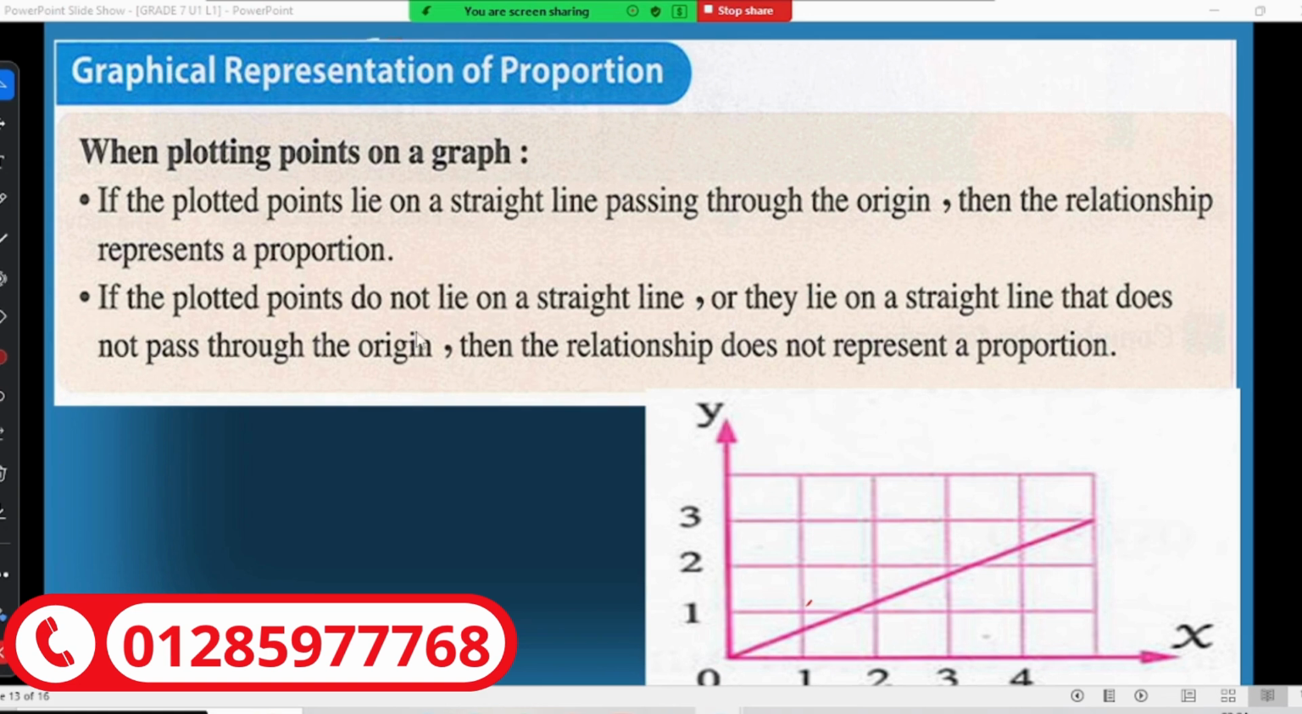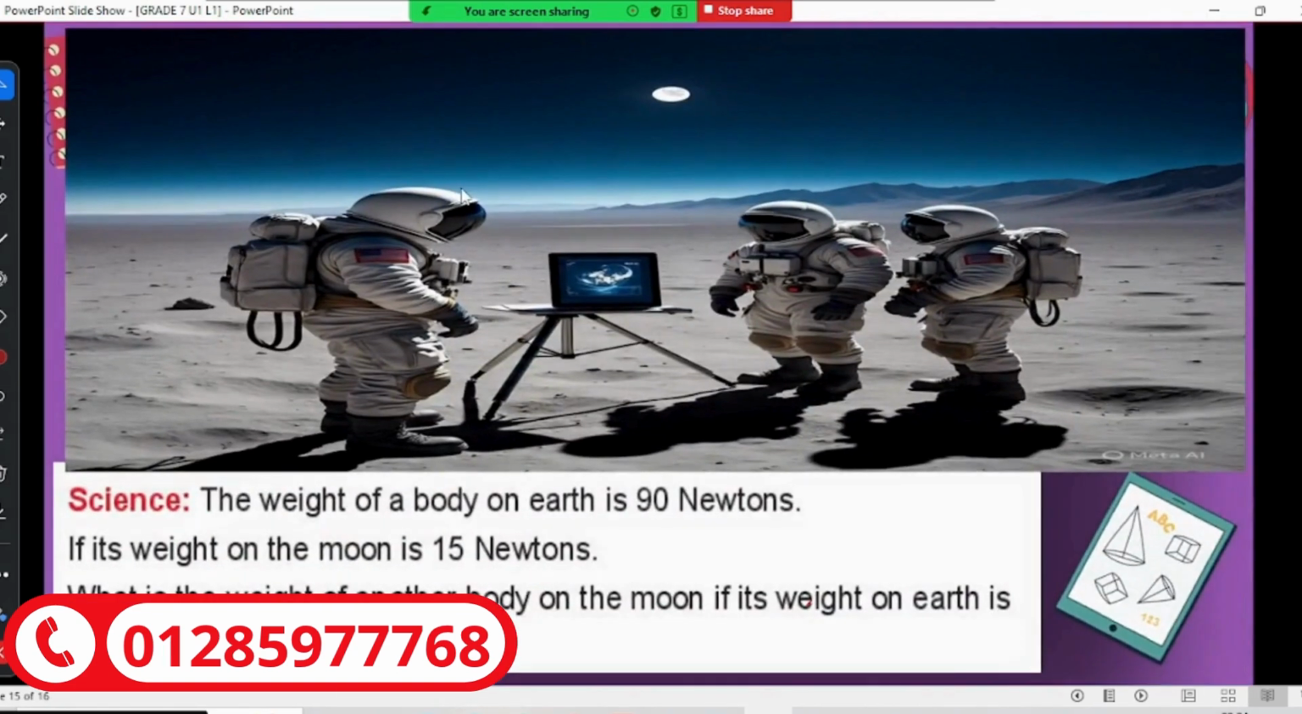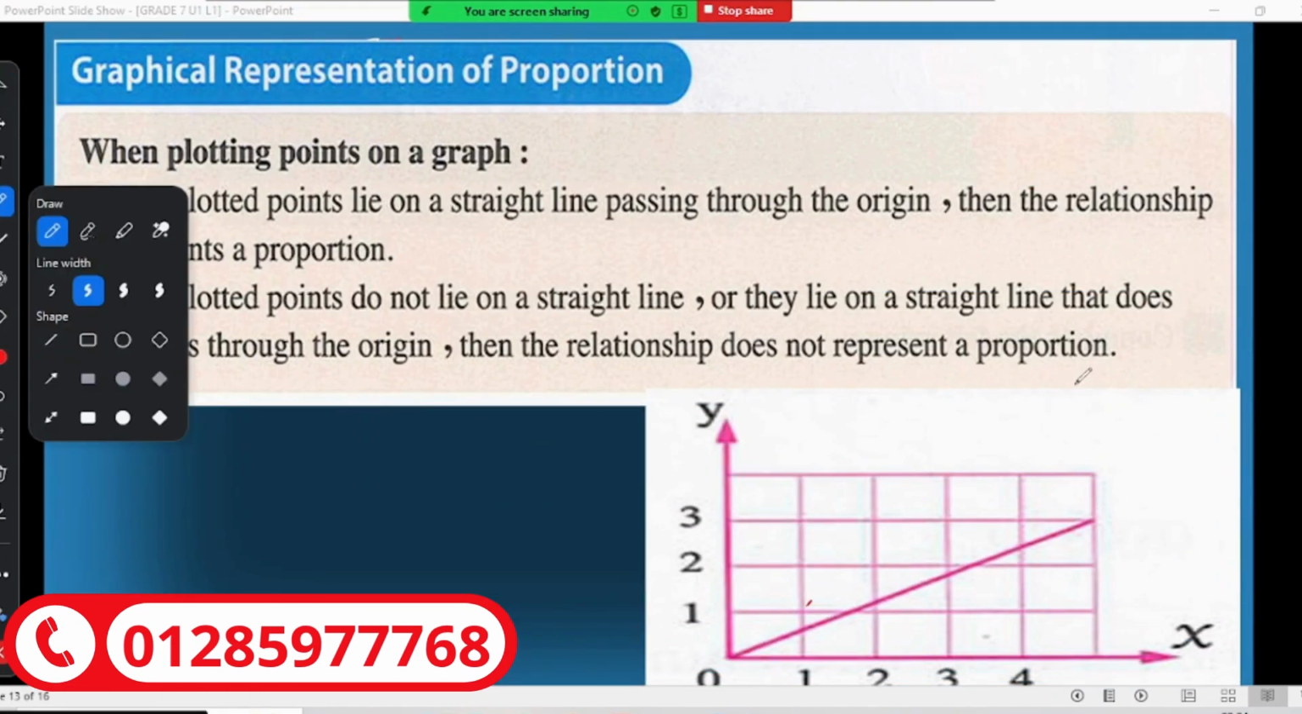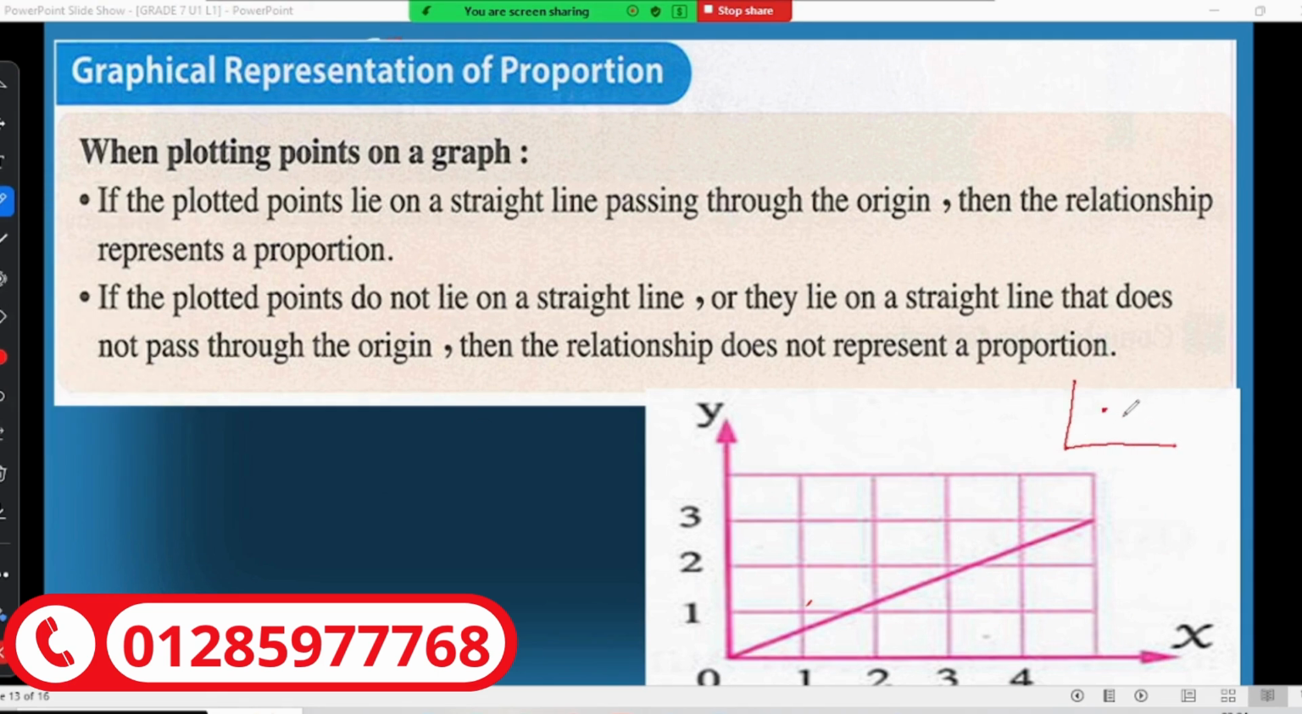As we noted in the previous slide, in the second graph, we put points here, but we can't draw a straight line starting from the origin point and passing through all points, so it doesn't represent a proportion. But here it's proportional because it starts from the origin point and passes through all points of the ratios.